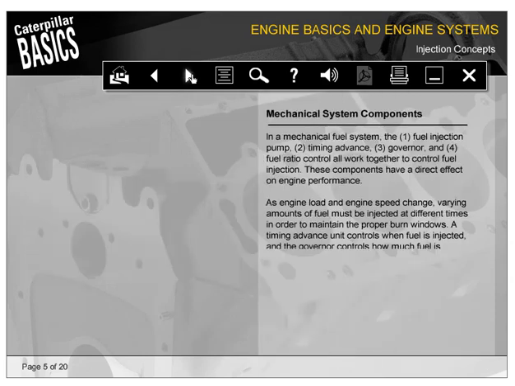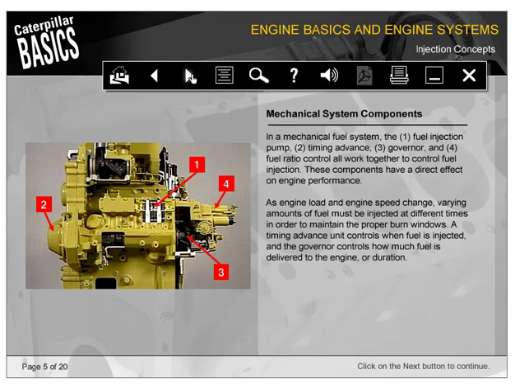In a mechanical fuel system, the fuel injection pump, shown here as number 1, combined with number 2, the timing advance, 3, the governor, and 4, fuel ratio control, all work together to control fuel injection. These components have a direct effect on engine performance.